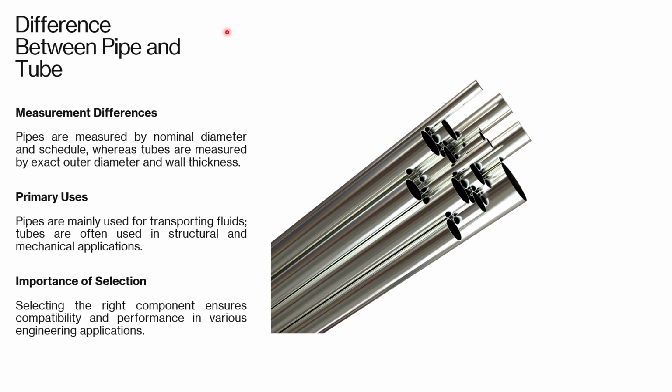While tubes, on the other hand, are measured with their exact outer diameter and wall thickness, and are often used in structural applications. So that is the basic difference. But understanding this distinction is important for selecting the appropriate component for your system and given application to ensure compatibility. So you have to know how to differentiate between them. When you have to buy something, or get something from your store, you should know the proper nomenclature of what you are asking for. So that is the basic difference between pipe and tube.